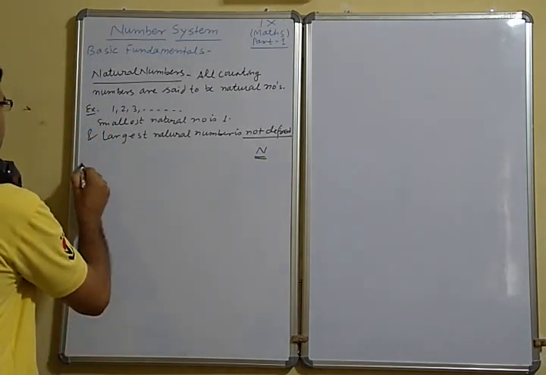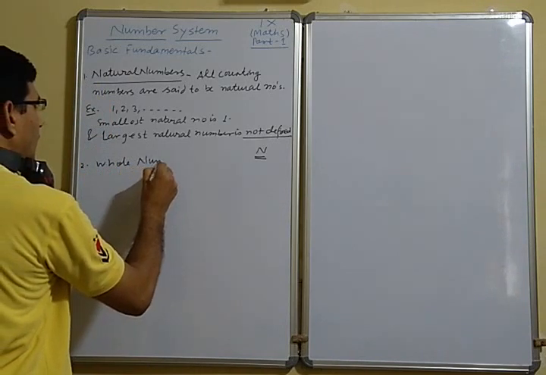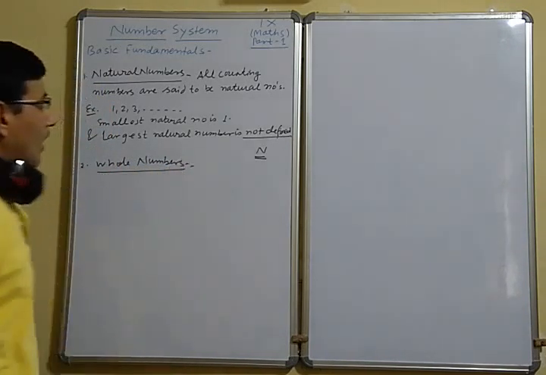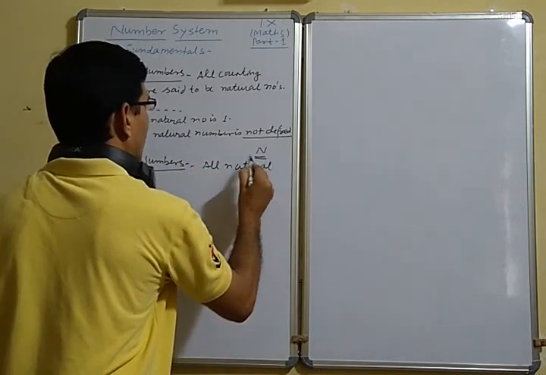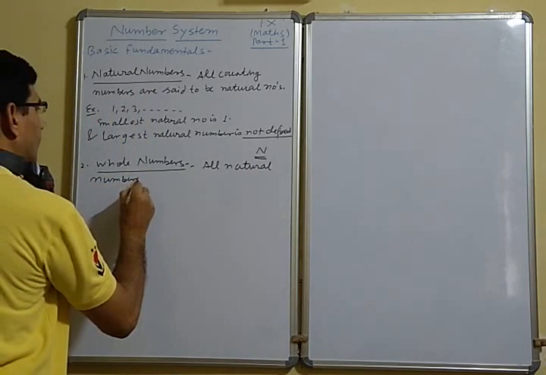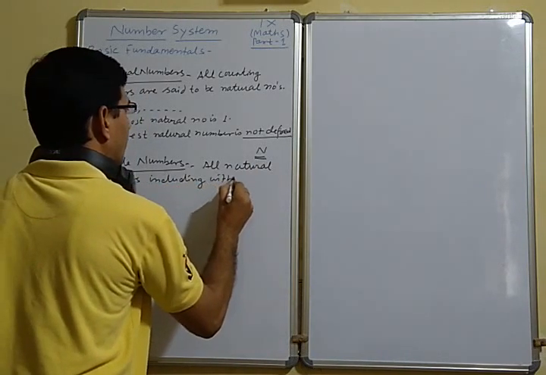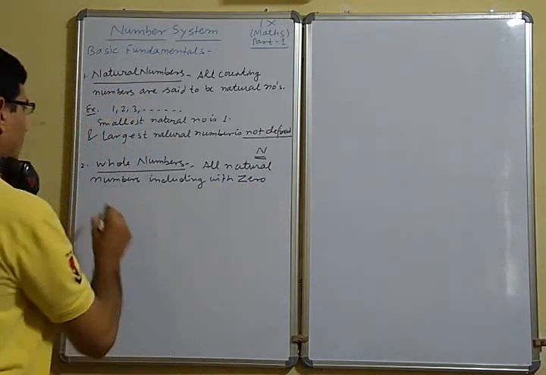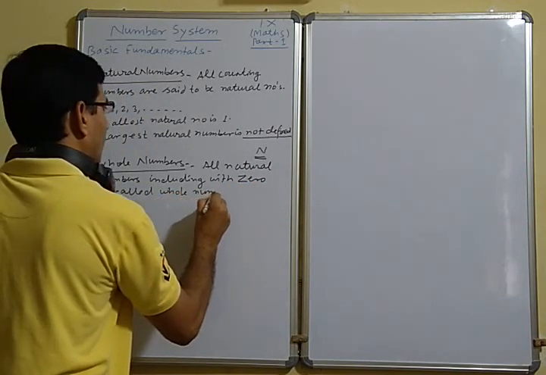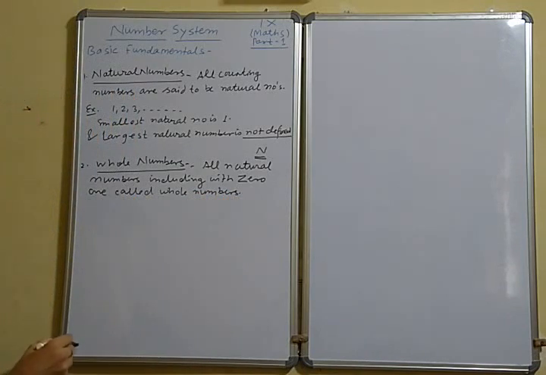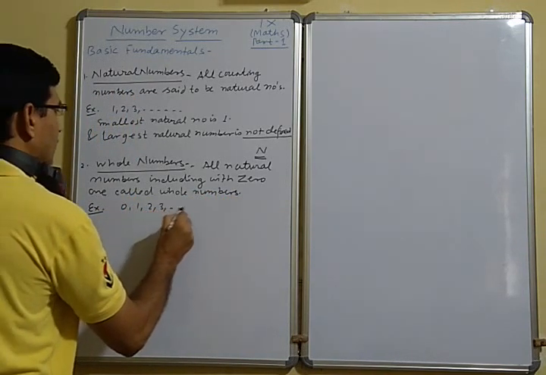Now the second one is whole numbers. All natural numbers including 0 are called whole numbers. For example, 0, 1, 2, 3 and so on.